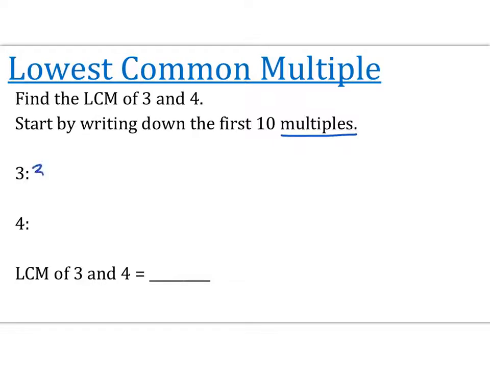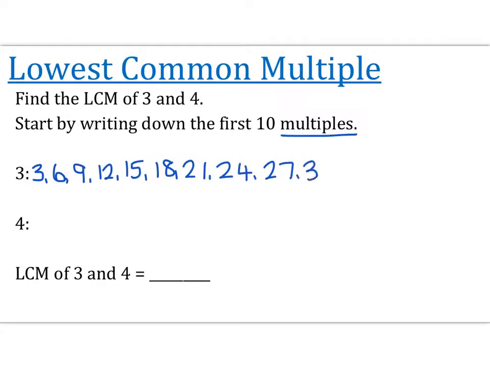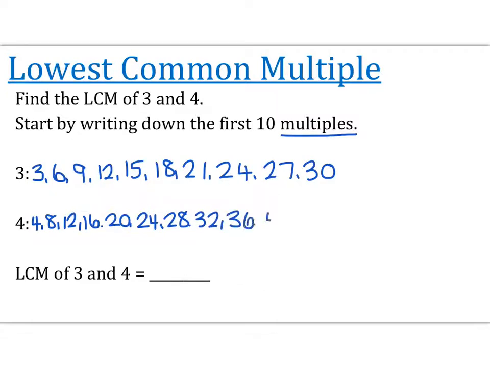So we've got 3, 6, 9, 12, 15, 18, 21, 24, 27, 30. And if we think about the 4 times table, we've got 4, 8, 12, 16, 20, 24, 28, 32, 36, and 40. So those are the first 10 multiples of 3 and the first 10 multiples of 4.